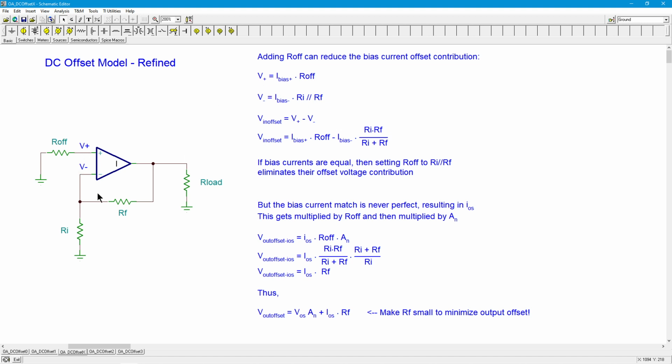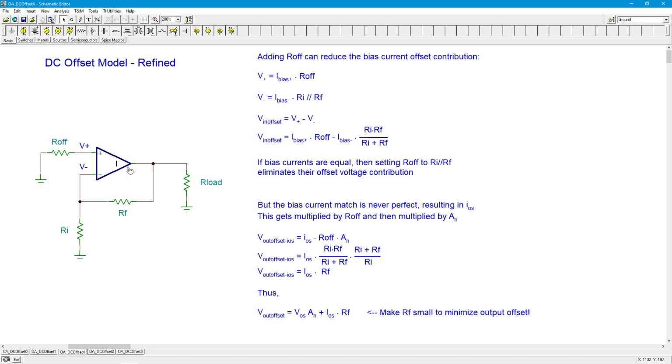And then we have the other one on the other side that we just looked at a moment ago, right? The negative inverting input bias current, that base current, times the parallel combo of Ri and RF. So we wind up with this little equation here. I bias plus times R off, that gives us this voltage. And then I bias minus times the parallel combo, that gives us this voltage. We subtract them, that's the input offset voltage. So if we set R off to the parallel combo of Ri and RF, these things can cancel. In other words, the contribution from the bias currents is nil, right?